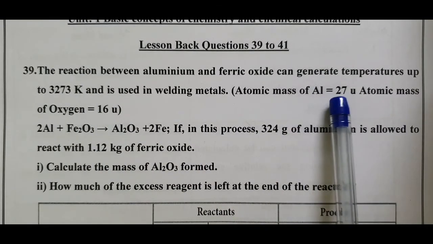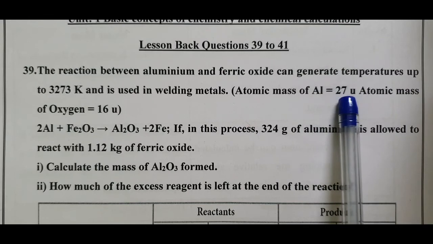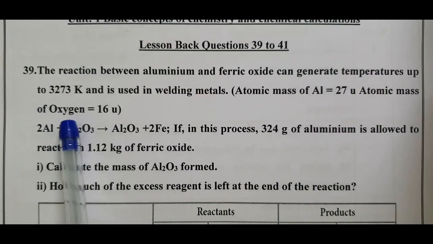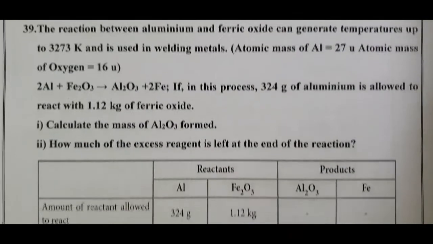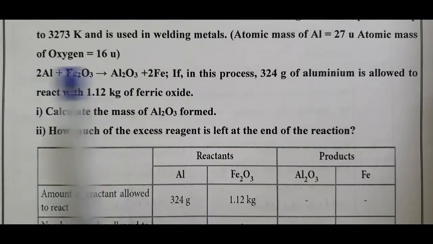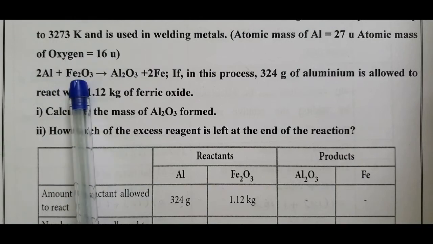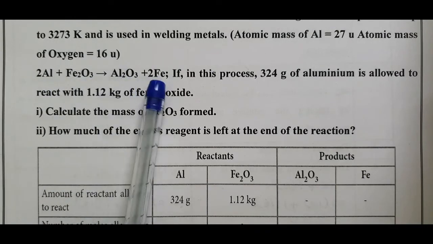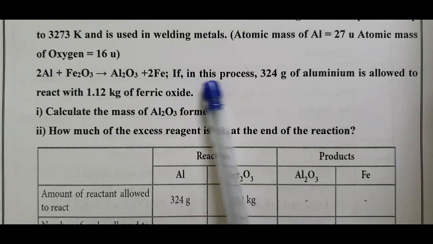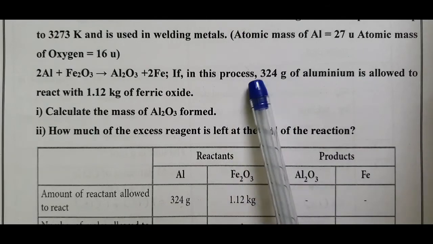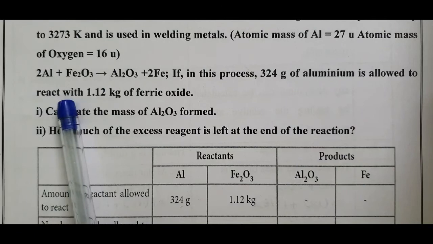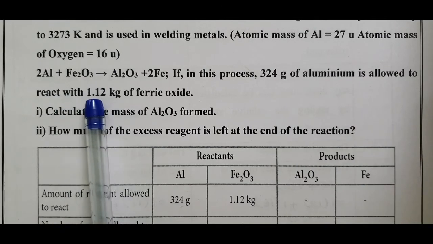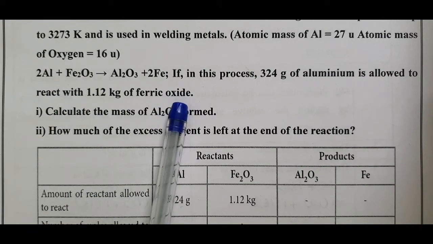Atomic mass of aluminum is 27 unified atomic mass and atomic mass of oxygen is 16 unified atomic mass. The equation involved in this reaction: aluminum plus ferric oxide gives aluminum oxide plus Fe. If in this process 324 gram of aluminum is allowed to react with 1.12 kilogram of ferric oxide.